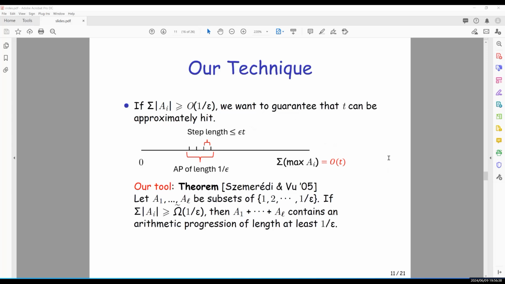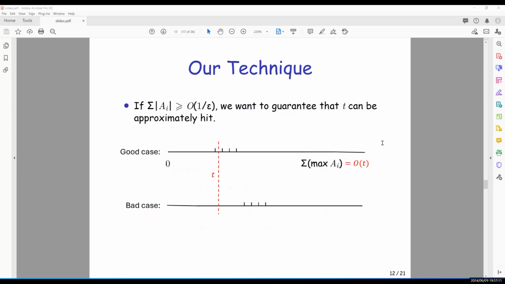Towards a further analysis, for simplicity, let us assume that the sum of maximal elements in each A_i is of the same magnitude as T. Then an arithmetic progression of length 1 over epsilon means that, because the arithmetic progression contains 1 over epsilon terms, the step length of this AP is epsilon times T. Therefore, if this AP happens to cover T, meaning T lies between the first term and the last term of this AP, then we are done. T can be approximately hit. The bad case happens if T is very far away from the AP.